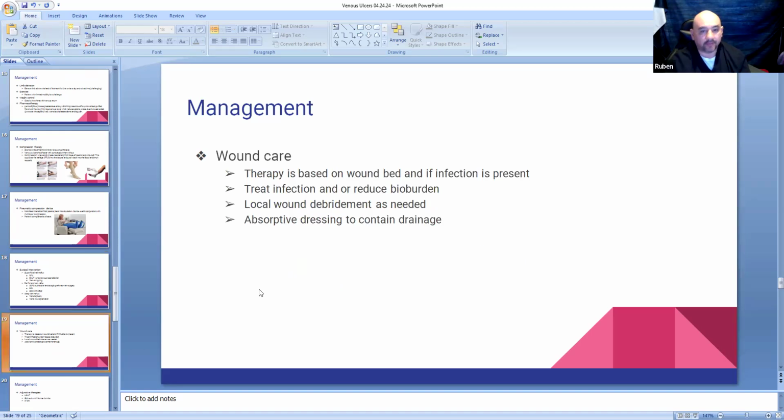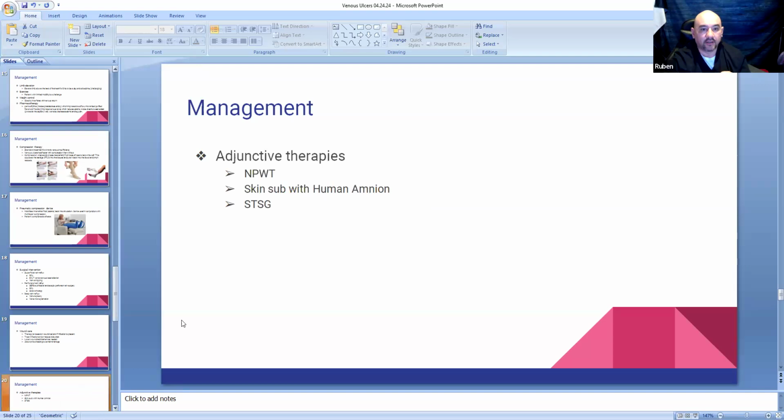Now, wound care, the therapy is based on the wound bed, and if infection is present, you want to treat the infection and reduce the bioburden. You can do local debridement as needed, and then there's absorptive dressings to contain the drainage. Adjunctive therapies, you got your wound vac or negative pressure wound therapy, and then there are skin substitutes, and then there's the split thickness skin grafts.